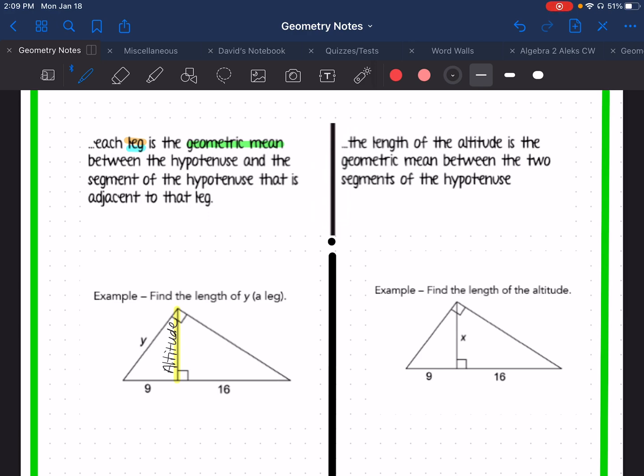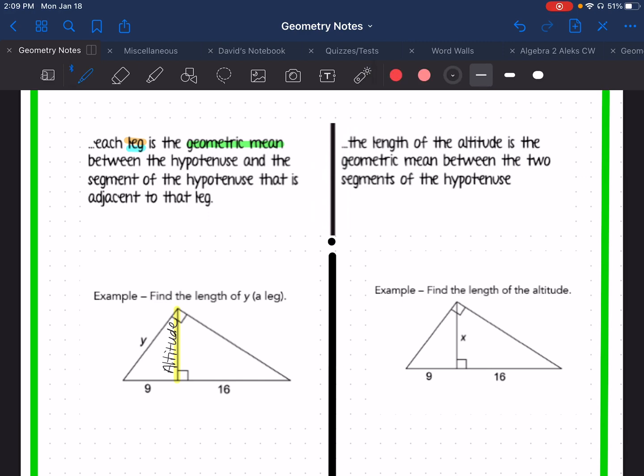Well, how would I know that it's marked? It will either have a number or it will have a variable. It will have a letter. This altitude has neither. This altitude has nothing. I wrote the word altitude there. So this one is not my geometric mean.